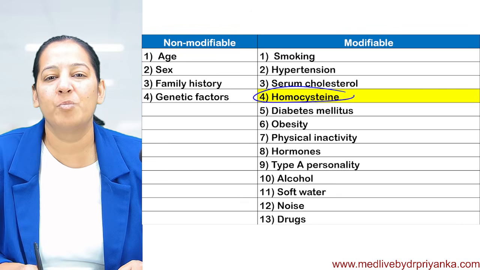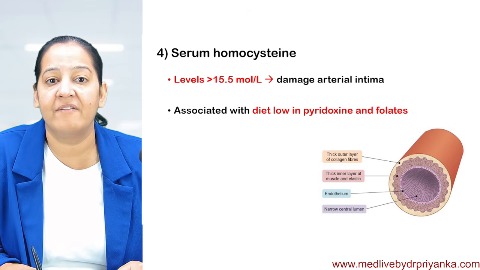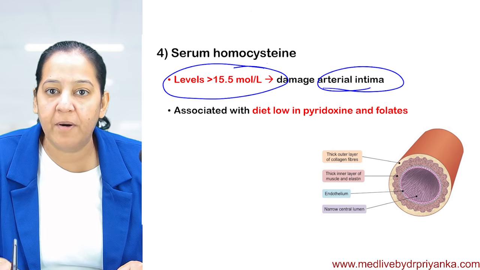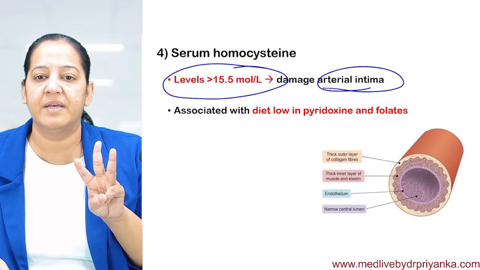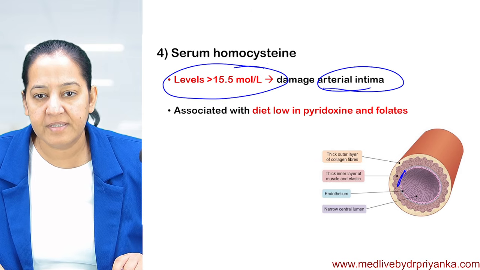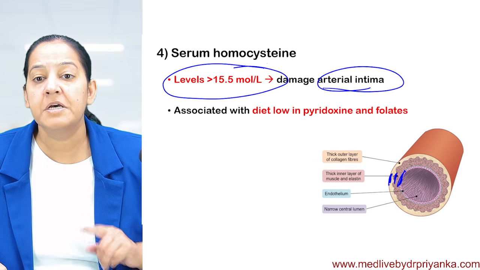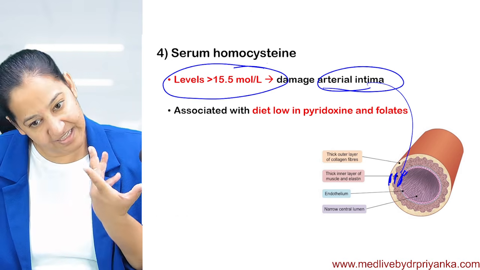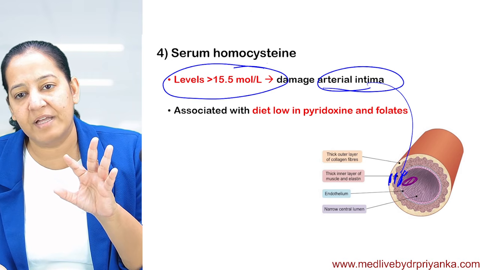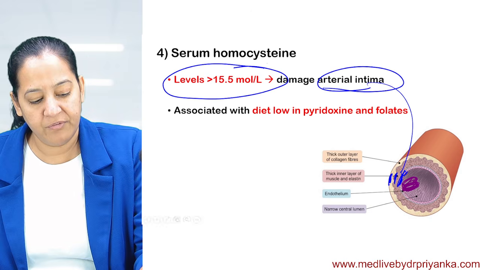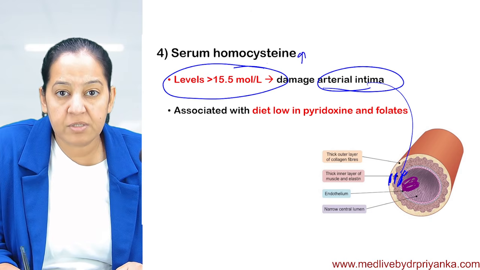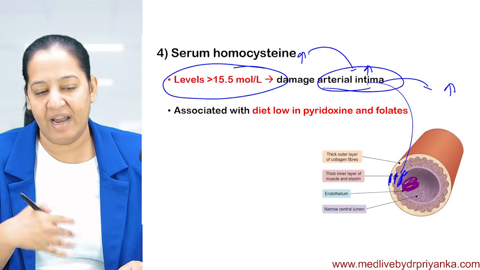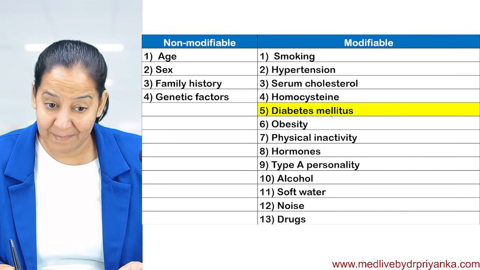Okay, the next is homocysteine. A homocysteine level of more than 15.5 causes damage to the intima of the artery. You know, the artery has 3 layers: intima, media, and externa. You can see this is intima, this is media, this is externa. Anything damaging the intima increases the risk of atherosclerosis. If the intima is damaged, there are high chances an atherosclerotic plaque will form in the coronary. So if homocysteine is high, it damages the intima, and because of the damaged intima, atherosclerosis will be high, and that will lead to CAD. This is the mechanism.